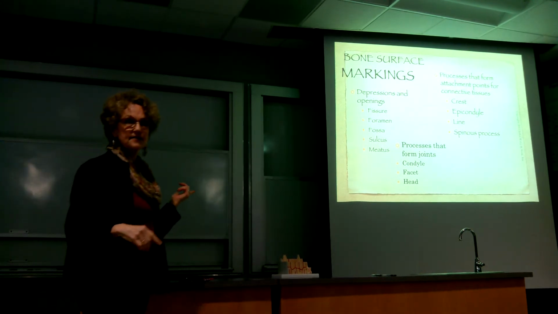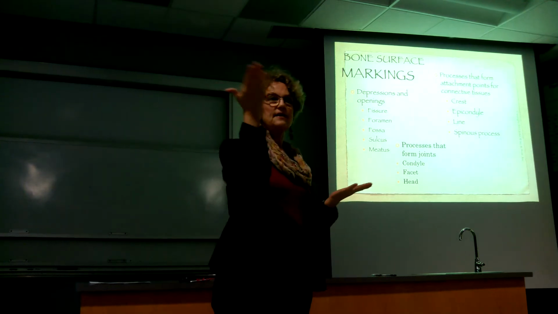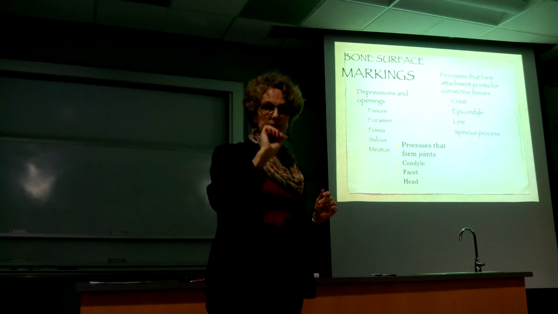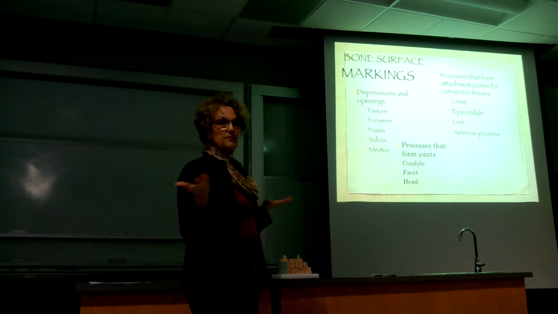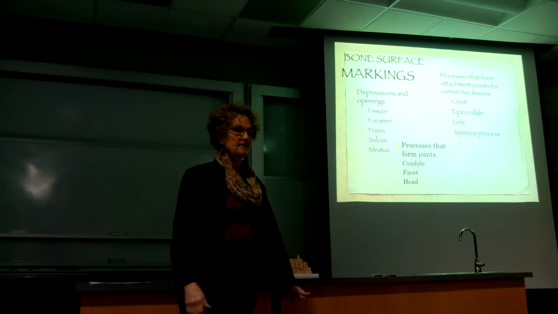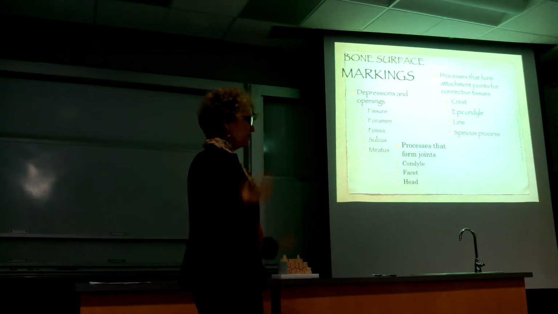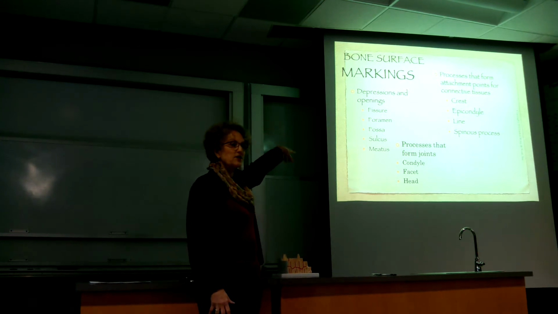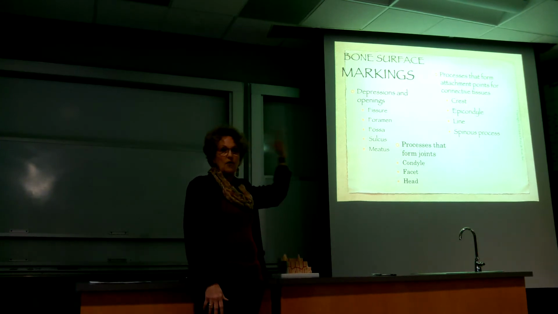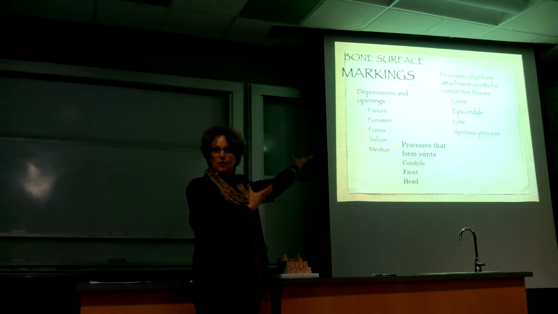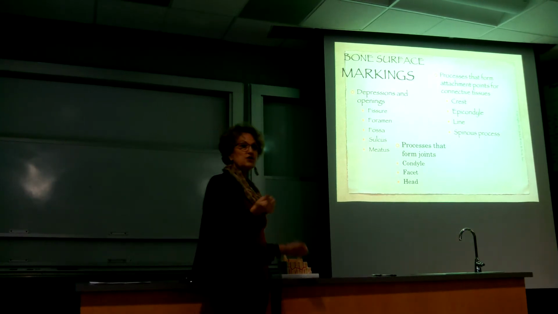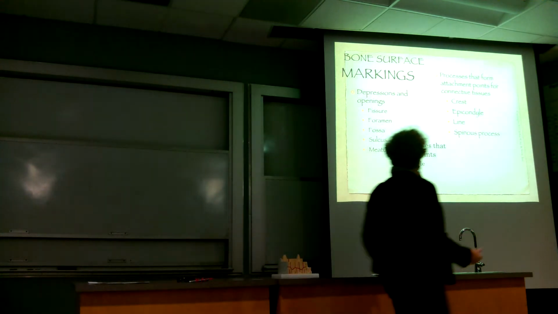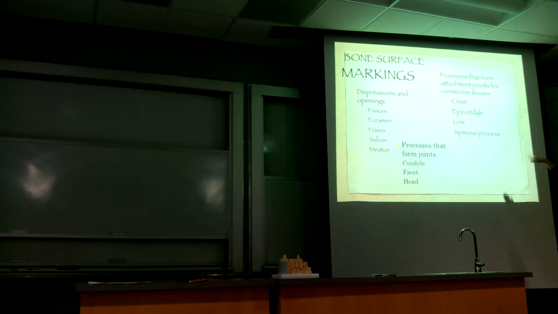Sulcus. Now we haven't had sulcus, but a sulcus is another word for a depression, maybe a more linear type of depression. Meatus. We've had meatus. What's meatus? External auditory meatus. Yeah, like a meandering type of canal. So you could find these kinds of depressions on almost any bone. Not all bones are going to have all of them, but these are just general terms to describe textures or landmarks or surfaces.